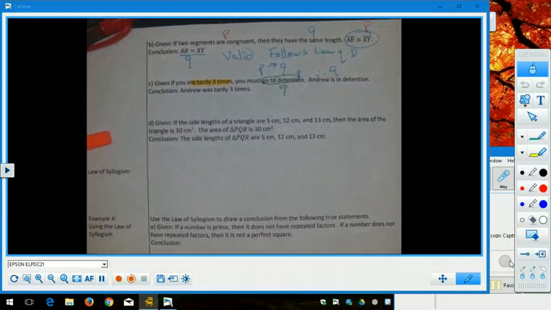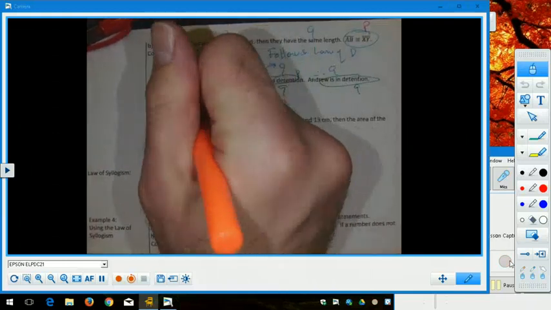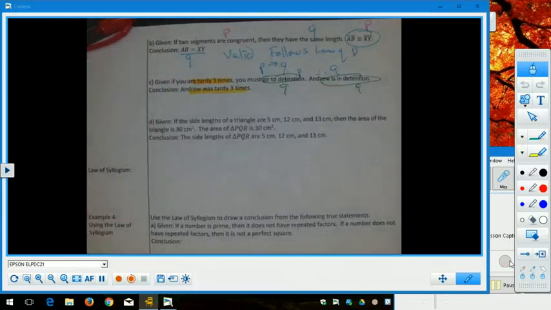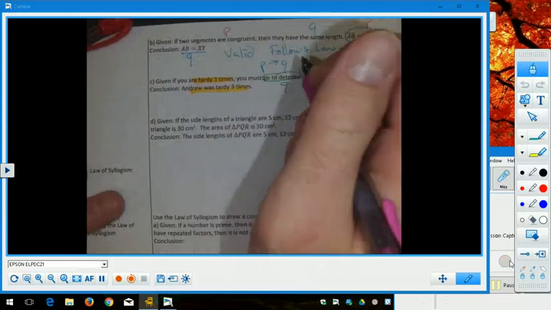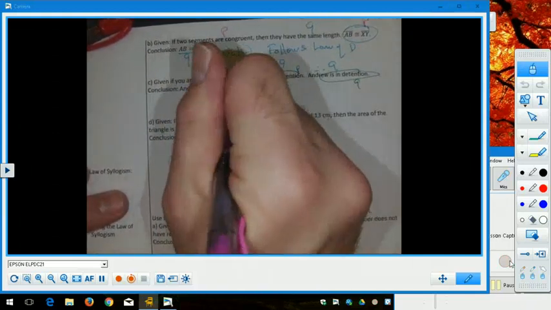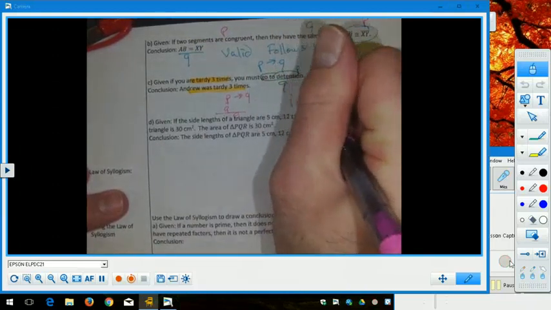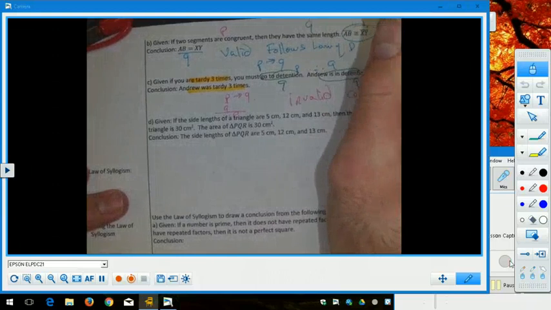Andrew is in detention, that's Q. Conclusion, Andrew was tardy 3 times. Well, they used the same parts of the sentence, but they didn't follow the original if-then order. They did it in reverse. So this is invalid, and it's the converse error.